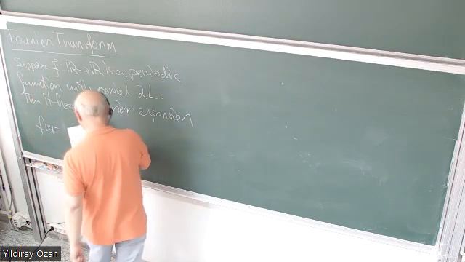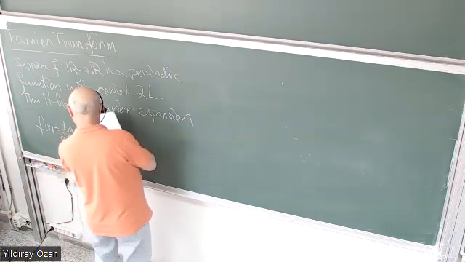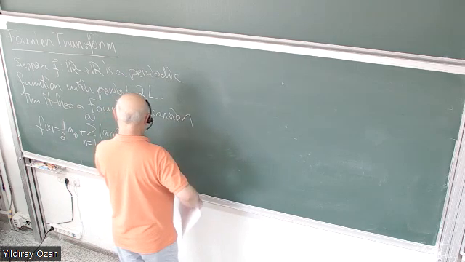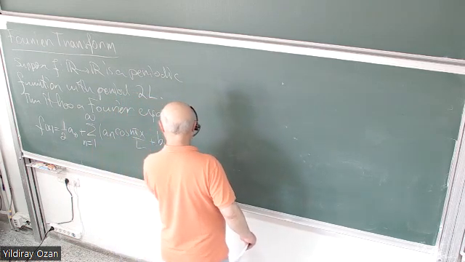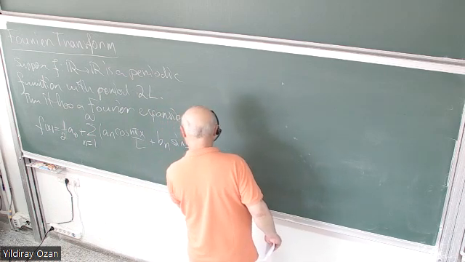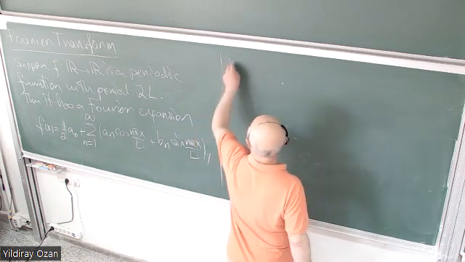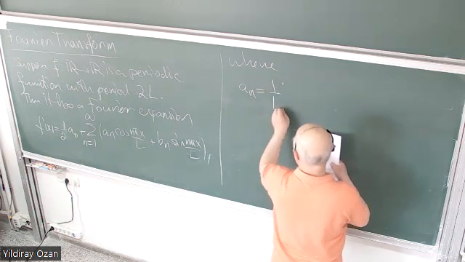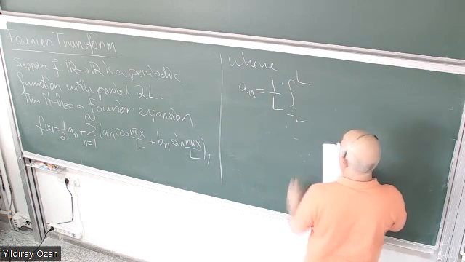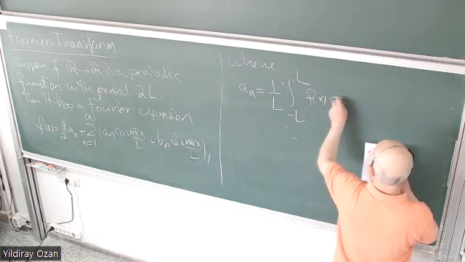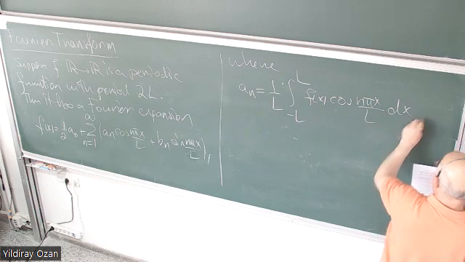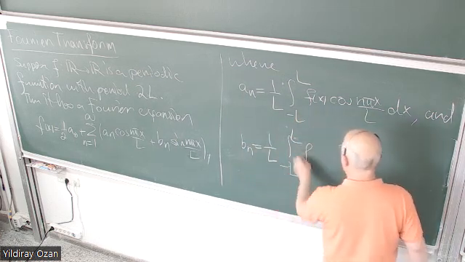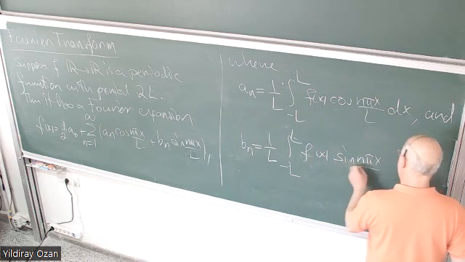f of x equals 1/2 times a0 plus the sum from n equals 1 to infinity of an cosine n pi x over L plus bn sine n pi x over L, where these an's and bn's are just integrals. an is 1 over L times the integral from minus L to L of f of x cosine n pi x over L dx, and bn is just 1 over L times the integral from minus L to L of f of x sine n pi x over L dx.